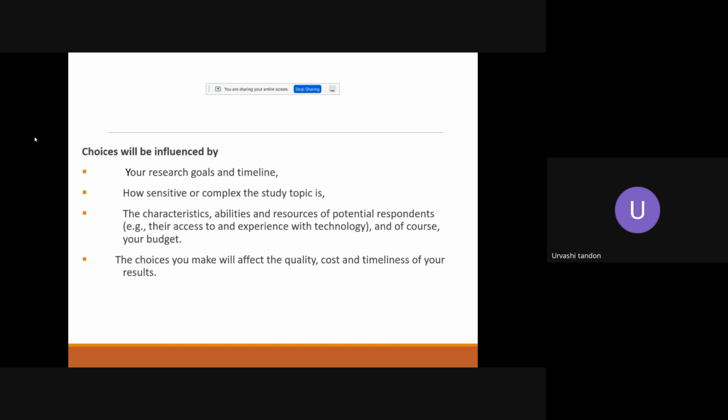And then again, the budget and time, that is very important. Suppose for filling up the questionnaire, Google form is okay one way, but how many times will you go for Google form, right? At the end of the day, you have to go for in-person visits also, and for cross validation and validation of the questionnaire, we generally go for in-person visits. So here it's very important that we take the budget into consideration, and whatever choices you make will affect the quality, cost and timeliness of your results.